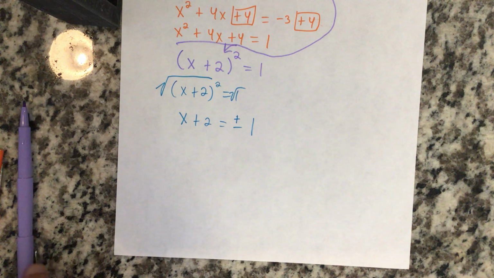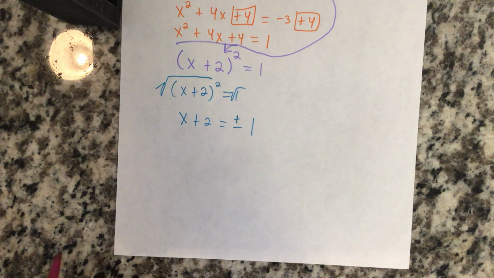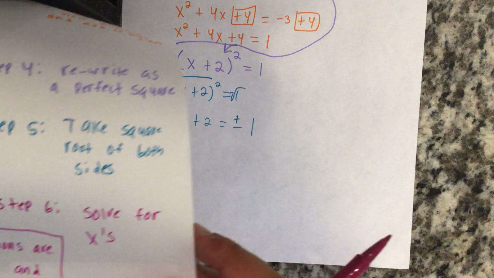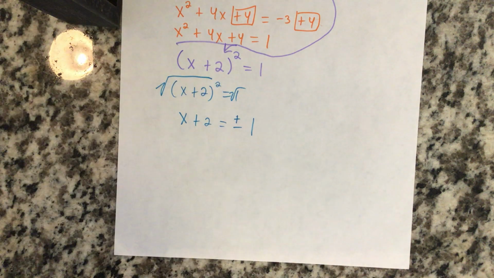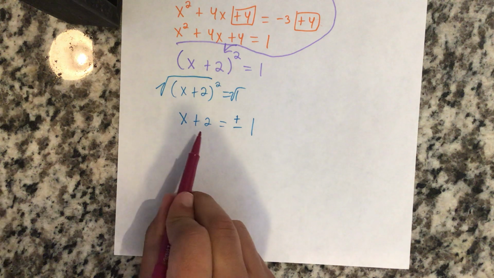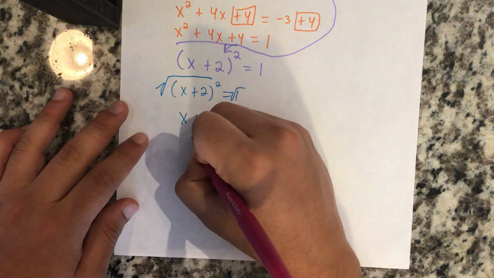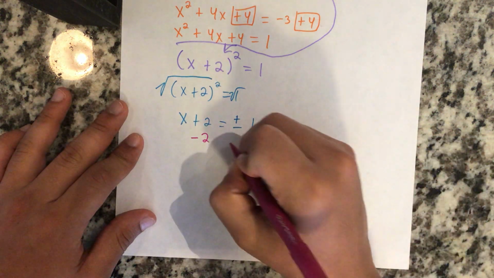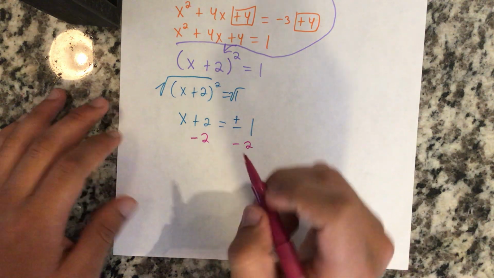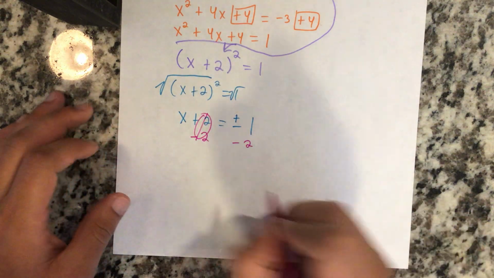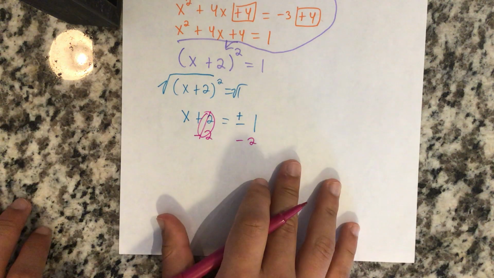Last step, step 6. We are going to solve for the x's. It's the last part. So, let's do that. I want the x by itself, right? So, I'm going to get rid of the 2 on this side. What I do to one side, I do to the other, right? So this turns into a 0 pair. And I can rewrite my two equations separately, right?